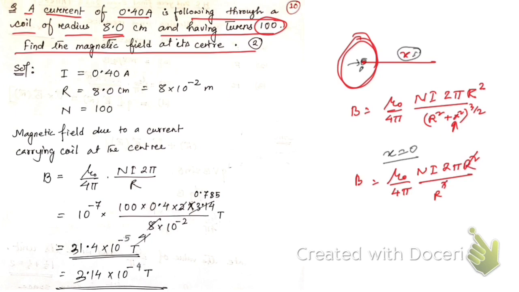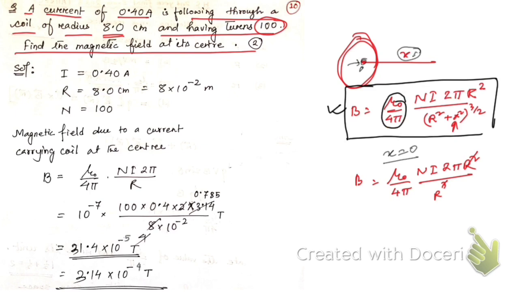And one more thing, remember that it is not necessary that in your book the formula will be given in this form. It may be given in this way also, where 2 pi cancels 4 pi, so here 2. But I prefer this form because we can easily replace this one by 10 to the power minus 7. So hope you have understood this.